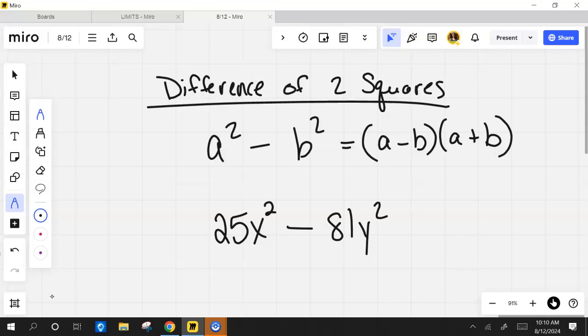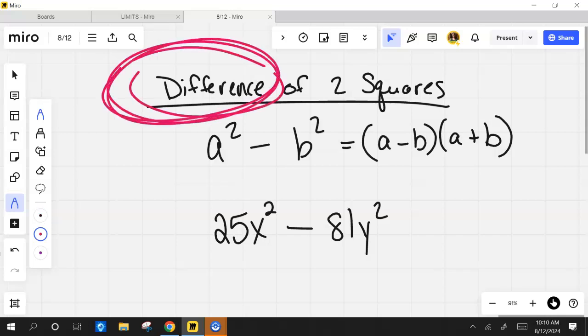Now, this does not work if there's a plus in the middle. Make yourself a note, whatever you need to do. It is not the sum of two squares. It is only when it's difference. Your key word here is difference. It's got to be subtraction.